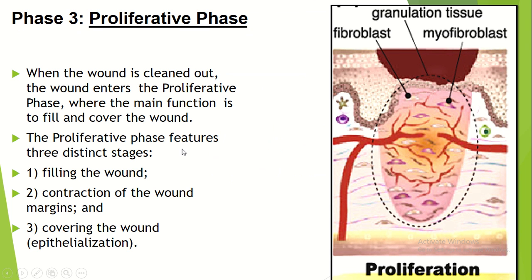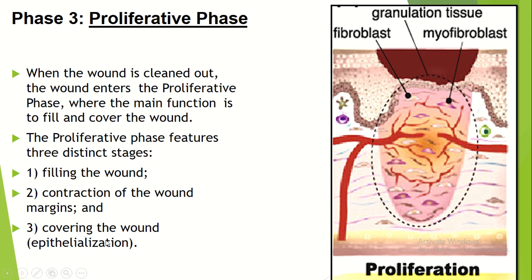The proliferative phase has 3 distinct stages. They are filling the wound, so the wound should be filled, and contraction of the wound. When we have a cut, there will be a split between the 2 edges. That has to be closed, that has to be contracted, no? So the margins of the wound have to be contracted. So that happens. And covering of the wound.